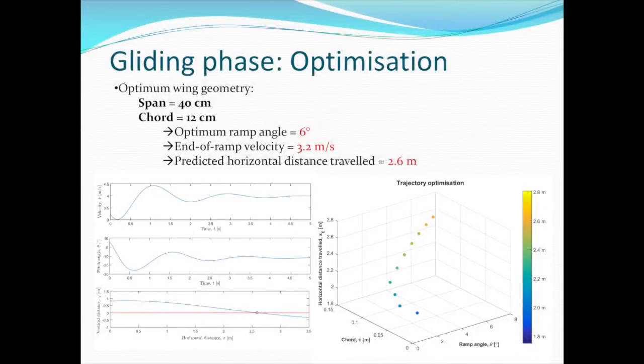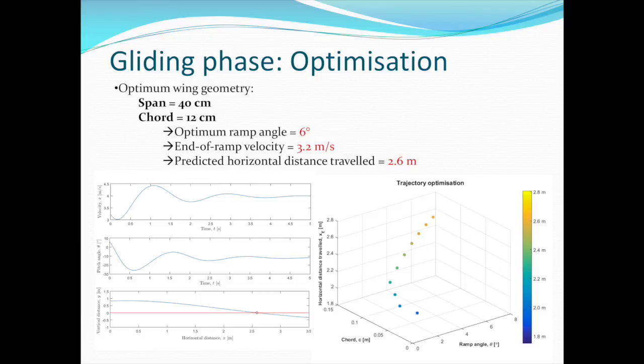The horizontal distance covered can be maximized by varying the chord length. A range of chord lengths between 4 and 12 centimeters were analyzed, and the results are shown in the graph on the right. The optimum chord of 12 centimeters was chosen, which corresponds to the optimum ramp angle of 6 degrees, end of ramp velocity of 3.2 meters per second, and distance covered of 2.6 meters.